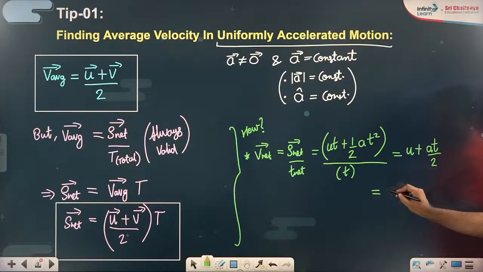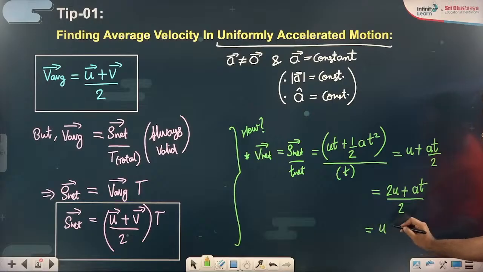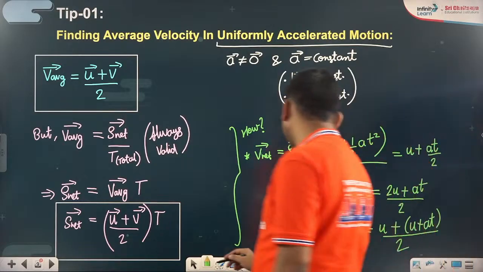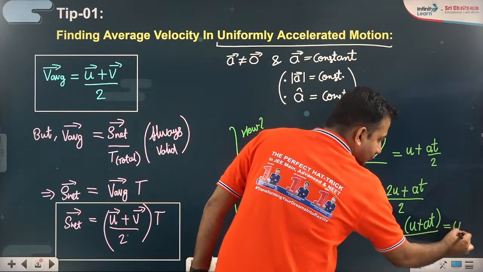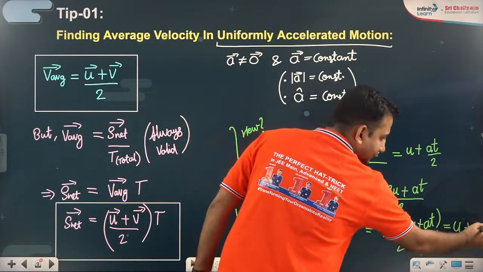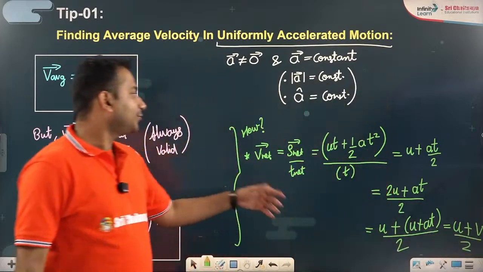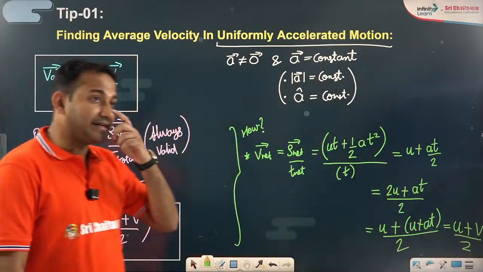So what you can get is 2u plus at by 2. So you can write it as u plus, single u I am isolating, u plus at by 2. That simply means finally what you can write here is, this u is u, but u plus at is v, by 2. So that's how you are getting the average velocity expression.